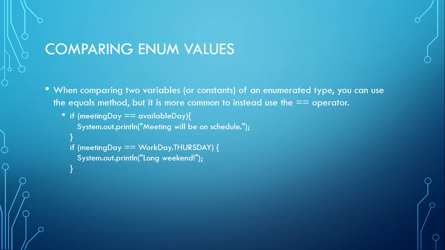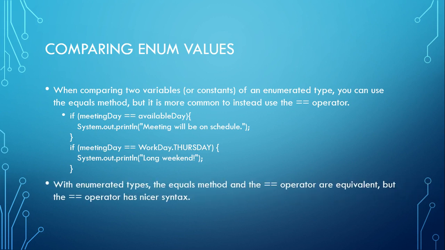So if meetingDay == availableDay, System.out.println meeting will be on schedule. If meetingDay == Workday.THURSDAY, System.out.println long weekend. With enumerated types, the equals method and the equals operator are equivalent. But obviously, it's a lot easier just to put the double equal sign, and so it's a little bit nicer syntax. So if we're comparing two enum values, just use ==.